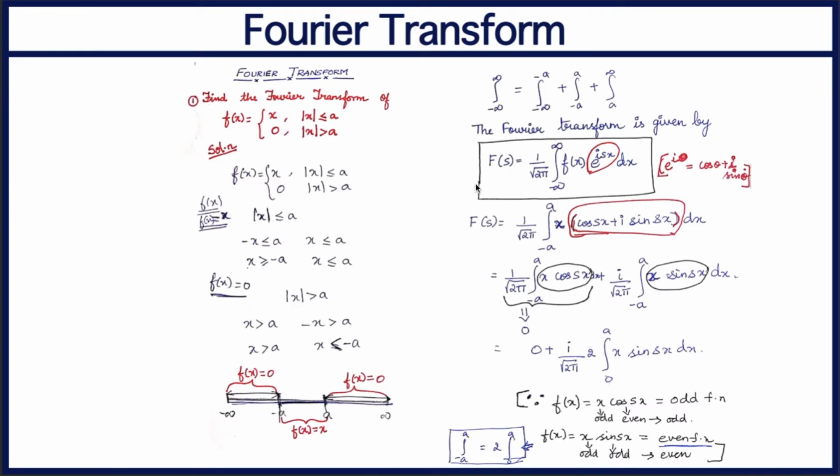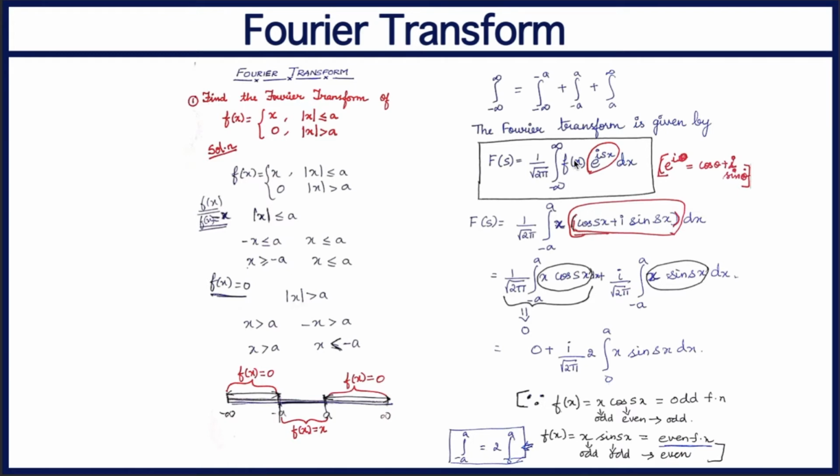So again, when you are substituting it, here we have e power isx. So we know the trigonometric function: e power i theta is equal to cos theta plus i sin theta. You know that, right? And e power minus i theta will become cos theta minus i sin theta. Here it is positive, so it is e power i theta. Instead of theta we have sx. That's why I am writing it as cos sx plus i sin sx.